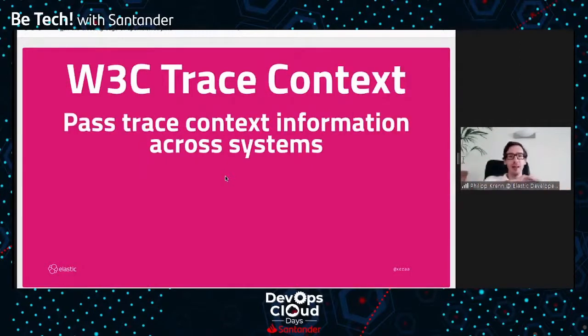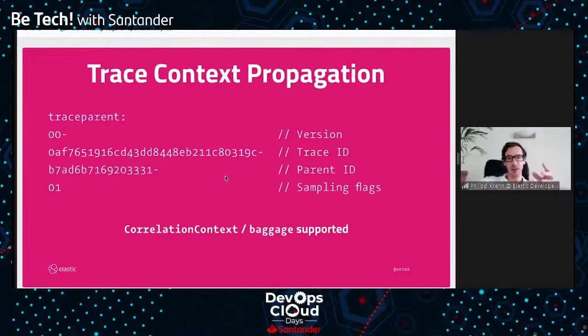And for that, the W3C Trace Context was created, which basically allows you to pass trace context information across systems. So it's trying to fill that gap that it's not just an API spec. So this will be passed on and other systems will support that.